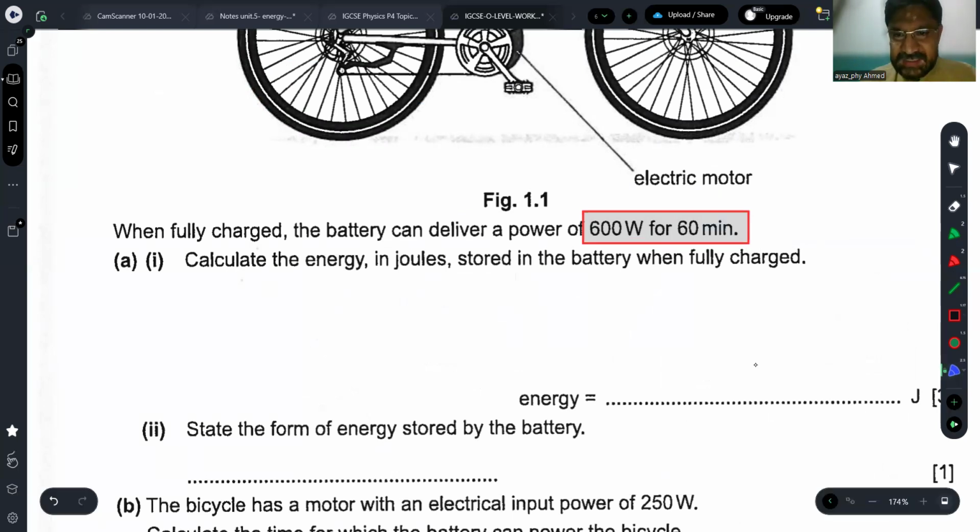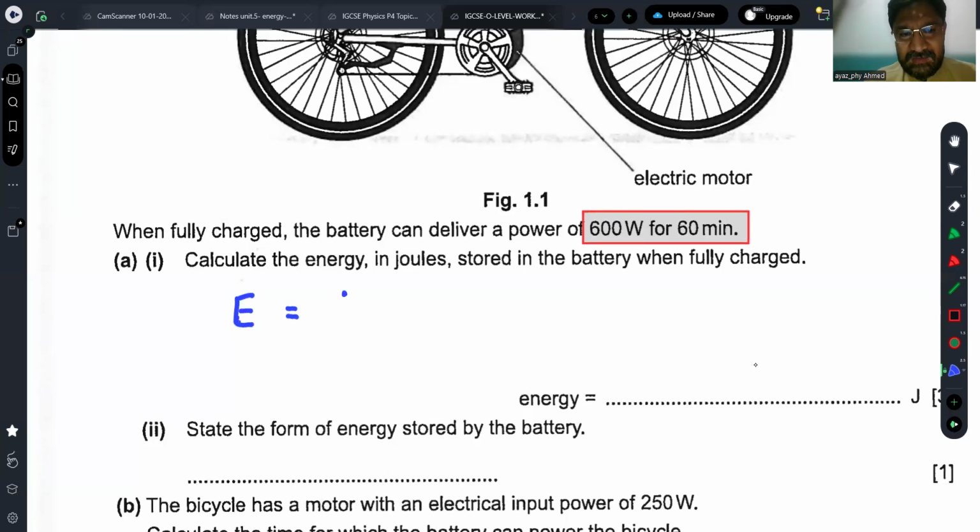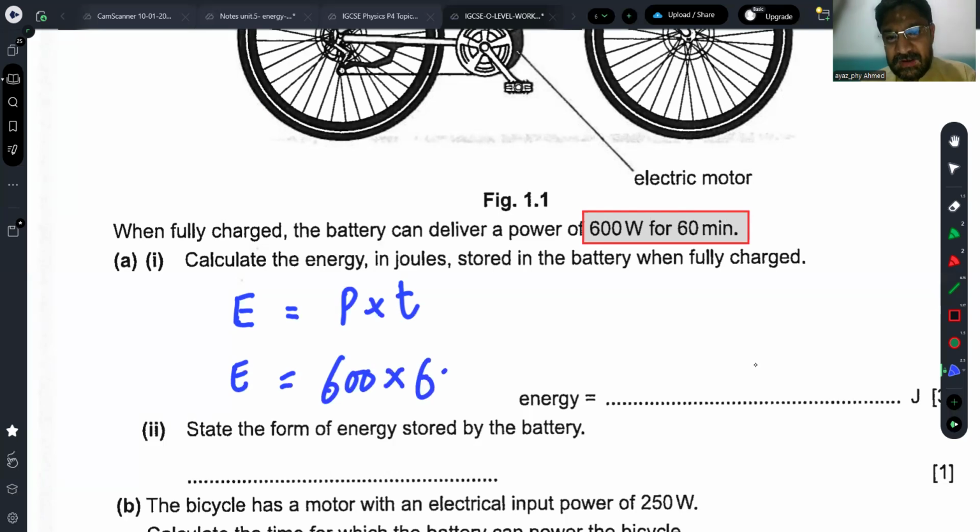So for this question, you have this clue that I have highlighted for you. You must know the energy formula, that energy is equal to power into time, or by using the triangular formula you can say that power is equal to energy divided by time. So here energy is equal to 600 times 60 minutes. So 60 minutes will be converted into seconds, so I will convert it into 60 times 60. So it will give you the calculation.